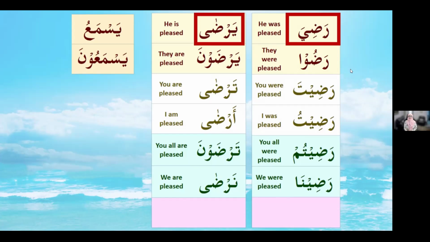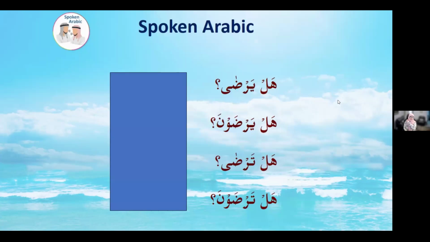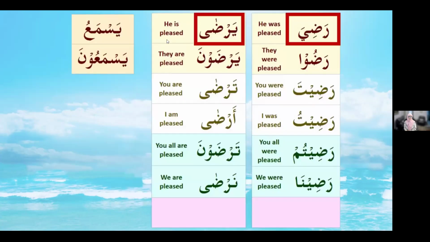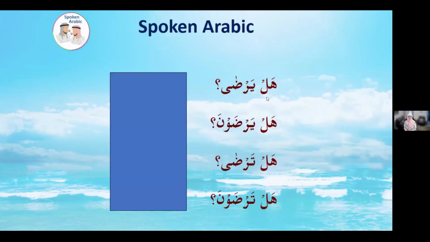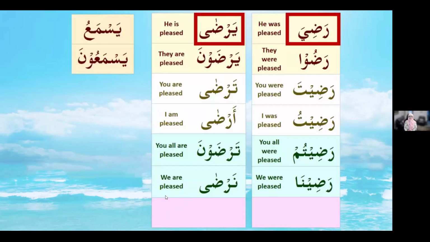MashaAllah. Okay, so we finished Madi and Mudari, and let's do a little spoken Arabic. Hal yarda. So the meaning of yarda is he is pleased. Hal is a question. So is he pleased? Hal yarda? Naam yarda. Hal yardawna? Naam yardawna. Hal tarda? Naam arda. Hal tardawna? Naam nahnu narda. Let me go back. We are pleased. Nahnu narda.